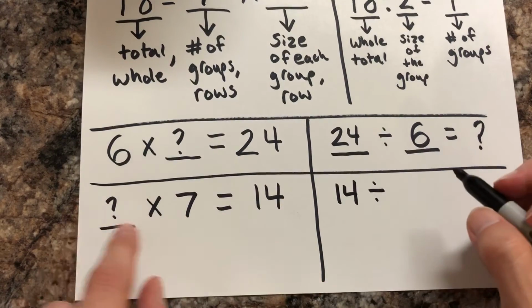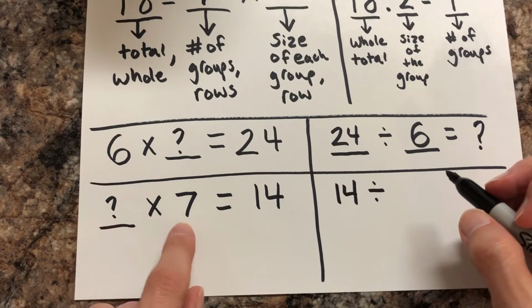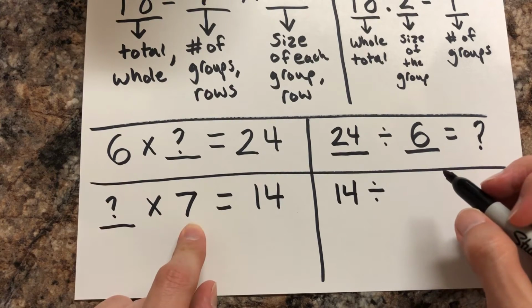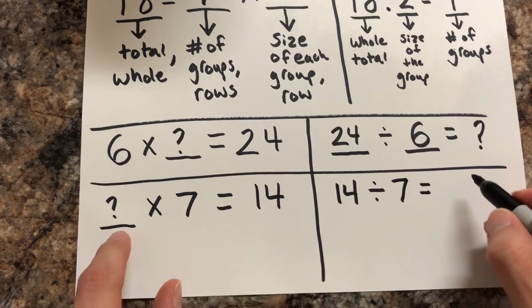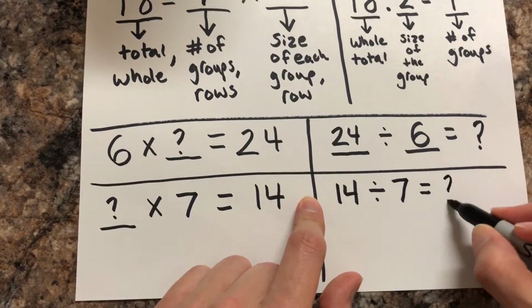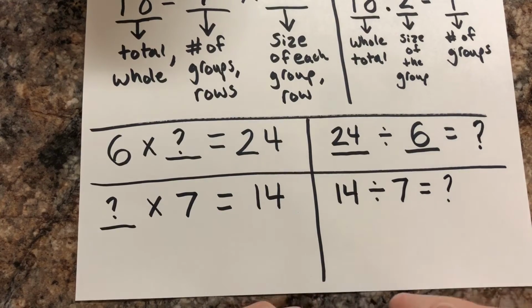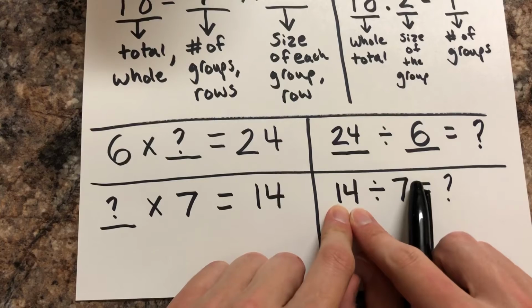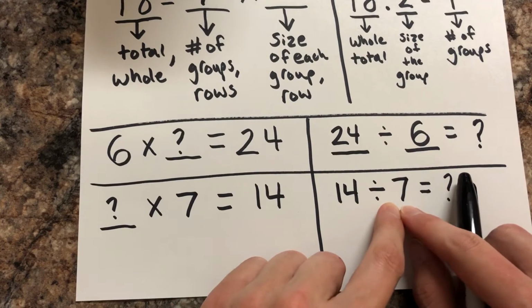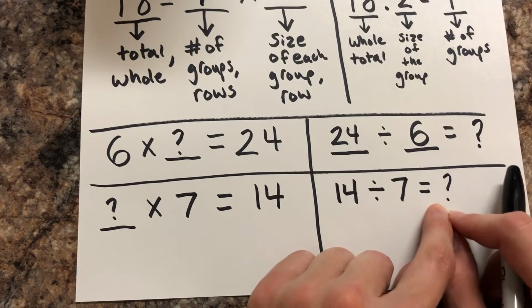Okay, and which factor is the one that I know? Yeah, I know the 7, right? So 14 divided by 7 equals this question mark. So if it was our sticker example, I've got 14 stickers. I need to share them equally with 7 people. How many do each get?